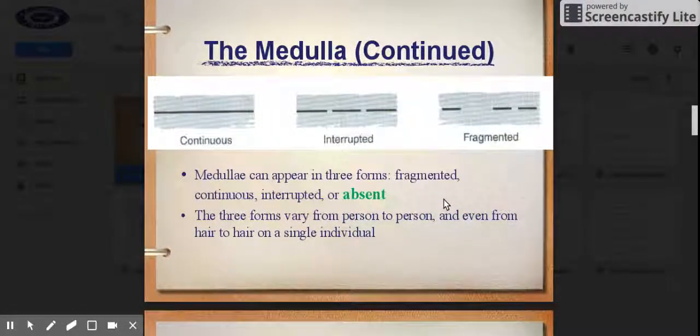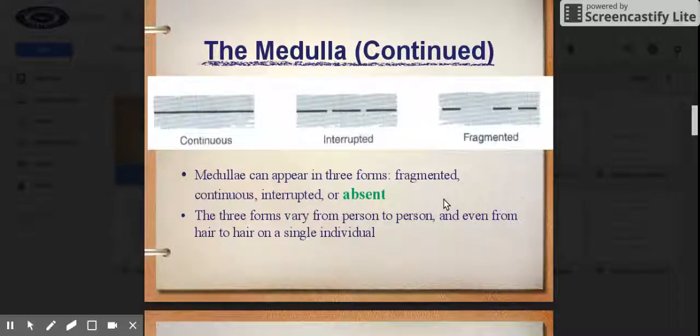Okay, so there actually are 4 types of medulla. The 4th one's not pictured because the 4th medulla is absent, so that means there wouldn't be one. So we have continuous, where you have a line that continues throughout the shaft of the hair. You have what's called interrupted and fragmented, and there's a huge difference between the two.